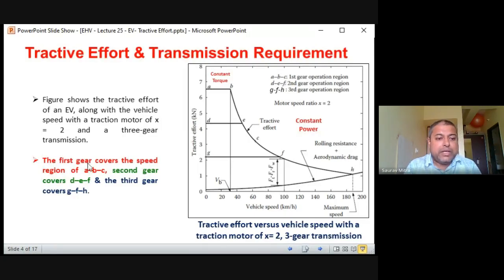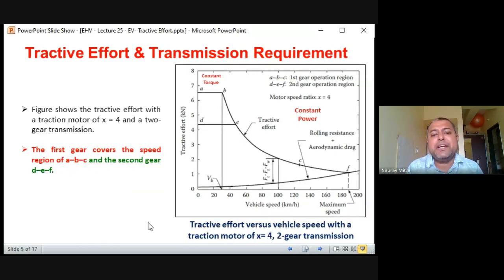Likewise, the first gear covers the speed region ABC, second gear covers speed region DEF, and third gear covers the speed region GFH. So GFH. In the book of Asani it is given wrong, it is given GEH, so make it GFH. So this graph you have to understand very thoroughly.